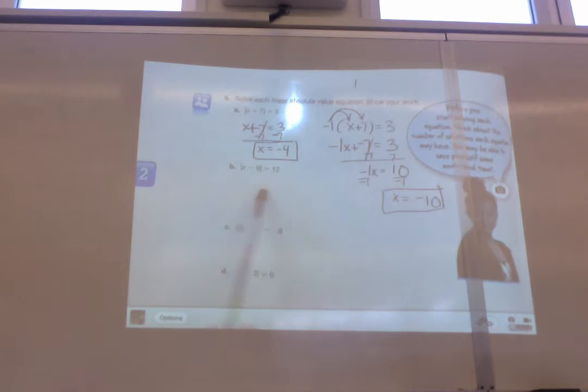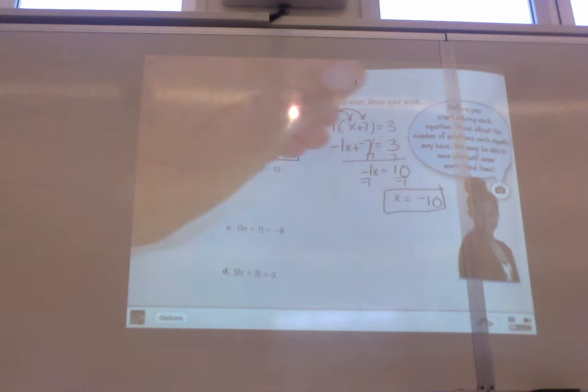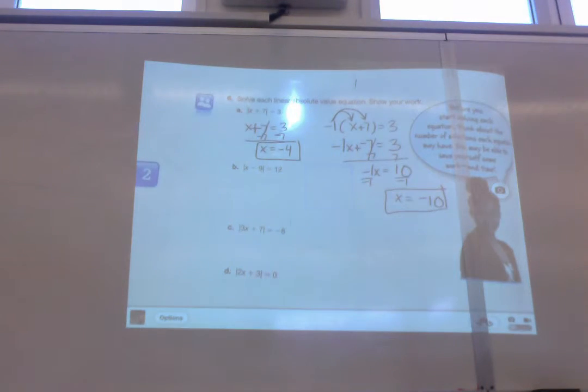Now, at your table, you're going to go ahead and do B, C, and D. You may need separate paper. Some of these, you can see I went off into the other side. It depends on how big you write. You may need separate paper.